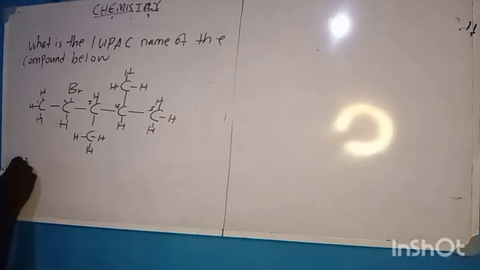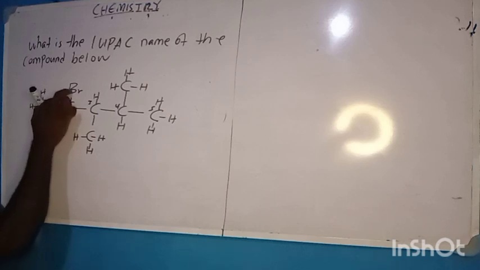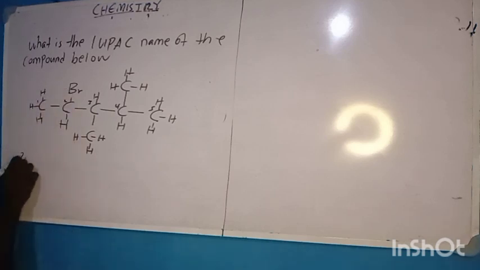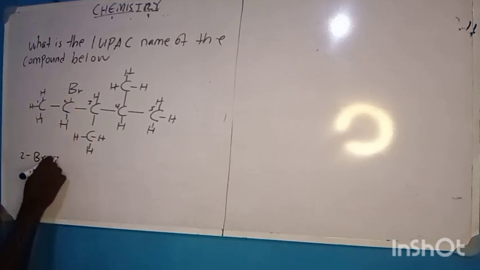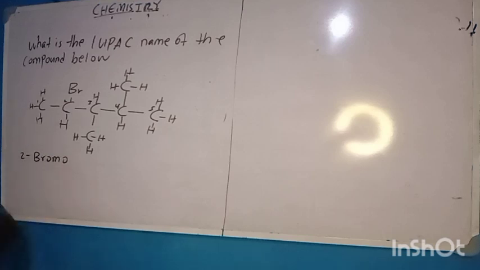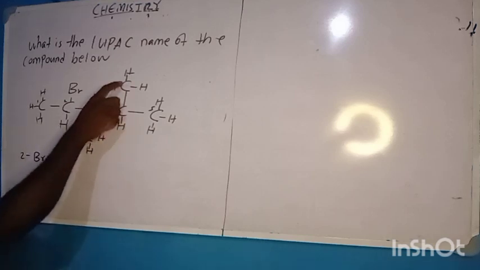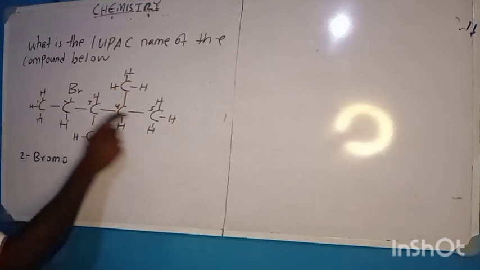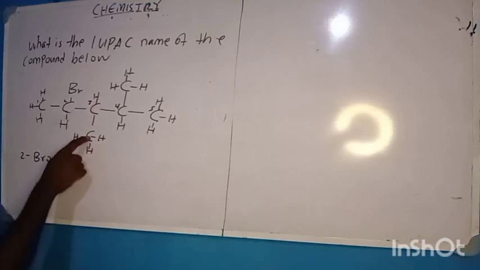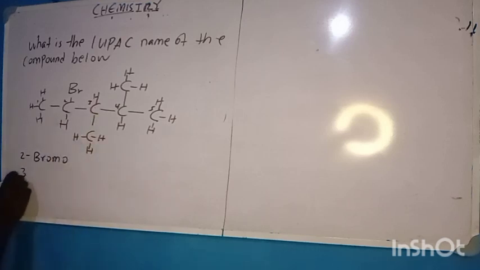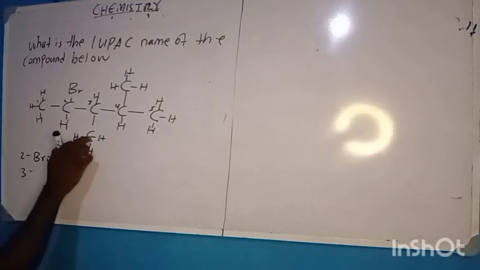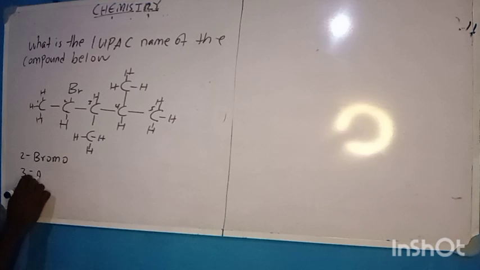Okay. So naming this compound now, you start with bromine. You see the bromine is found on the second carbon atom. So that is 2-bromo. Then we'll take note of the methyl, the alkyls that are found on the chain. The first alkyl is on the 3rd carbon atom, so that will be 3. And the alkyl contains 1 carbon atom, so 1 is meth. So that will be 3-methyl.